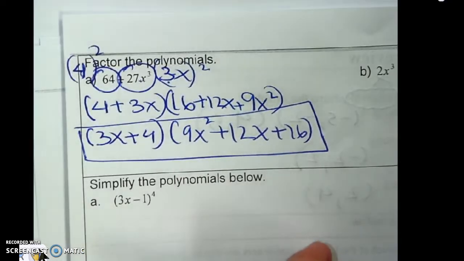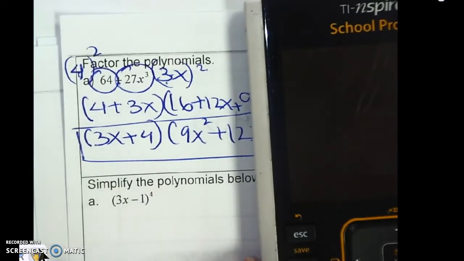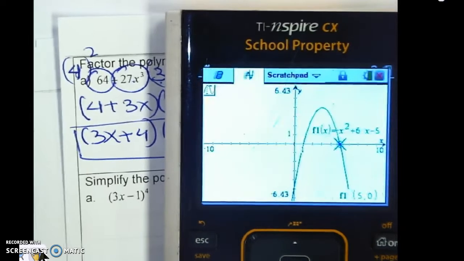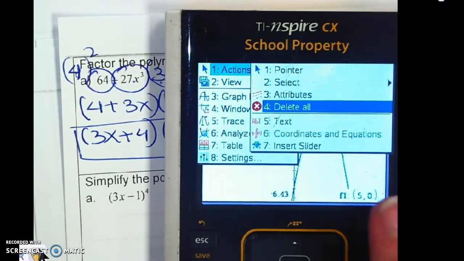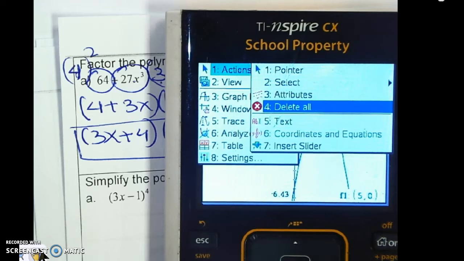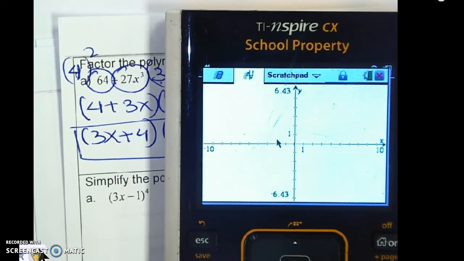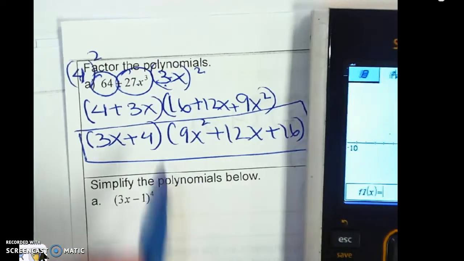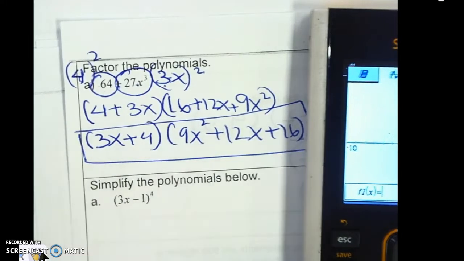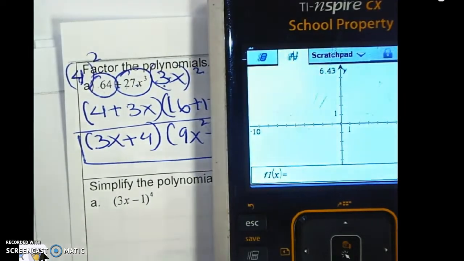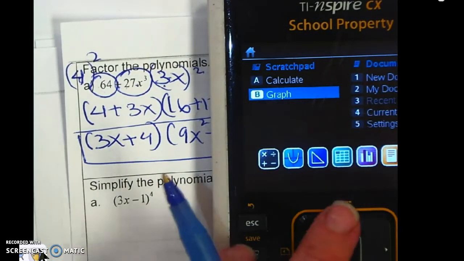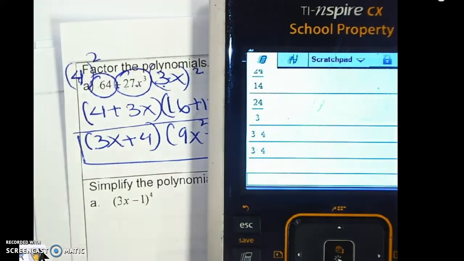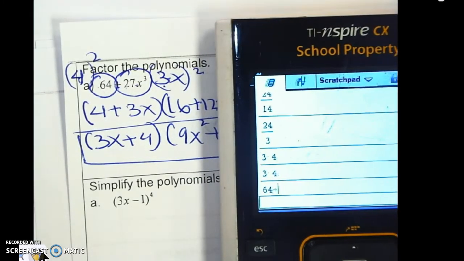Now, I could take the question. And here's the truth, I could graph both of them. So one thing I could do is press control G. Let me go menu, actions, delete all. There's two things I can do. I can graph the first one, and then I can graph the second one, and as long as one's on top of the other, I'm good to go. Or what I think you are more comfortable doing is taking it and just plugging it in.